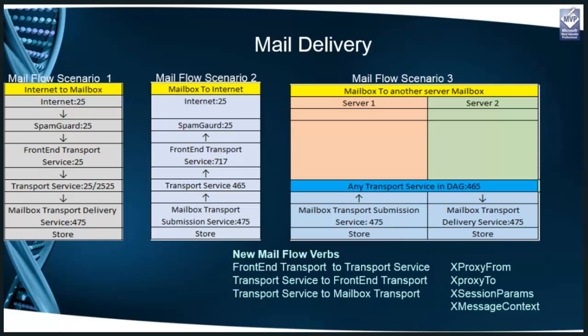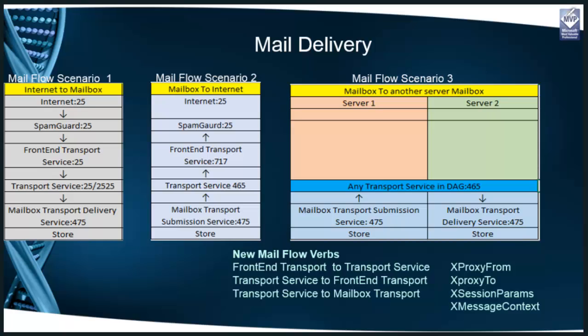If you have a message on server 1 and you're trying to send an email to the database which is active on server 2, I'm considering a DAG scenario because everyone is implementing DAG for high availability. So the mail from server 1 will be picked up by the mailbox transport submission service, and it will be transferred to the transport service on any of the DAG servers on port 465.